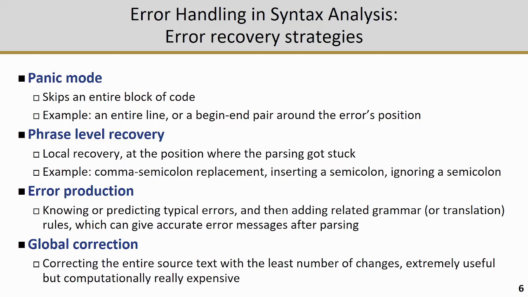In the case of phrase level recovery, we assume that if an error occurs, it is caused by a typing mistake in the nearby area of the source code. So we are going to, for example, change commas and semicolons, or insert a semicolon, or ignore a semicolon, and make local changes like this.